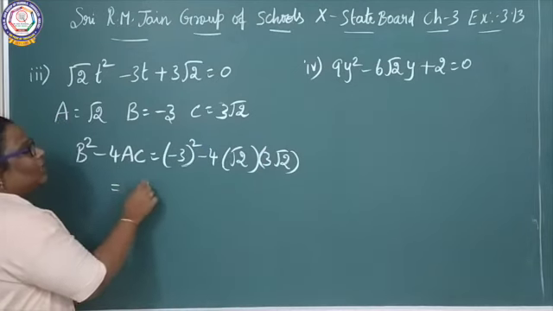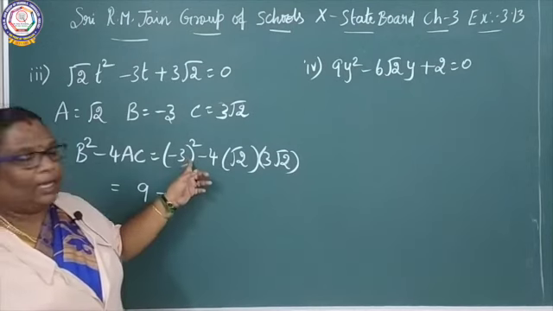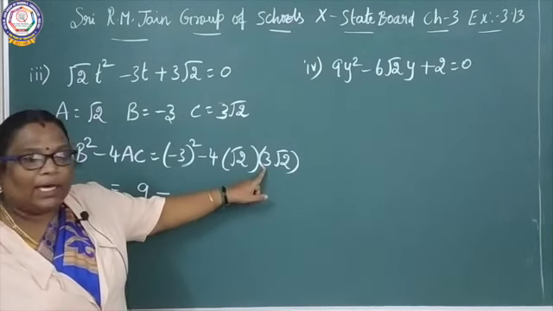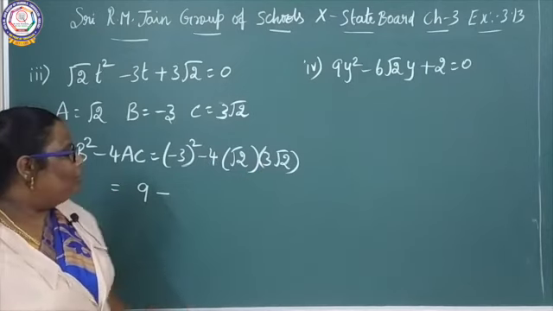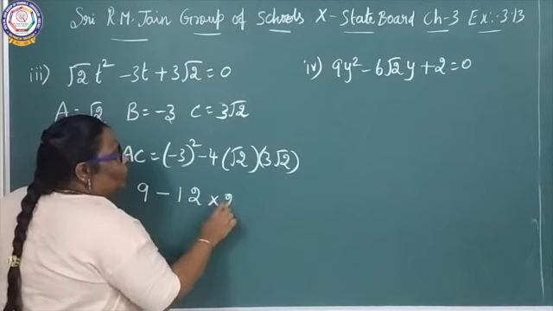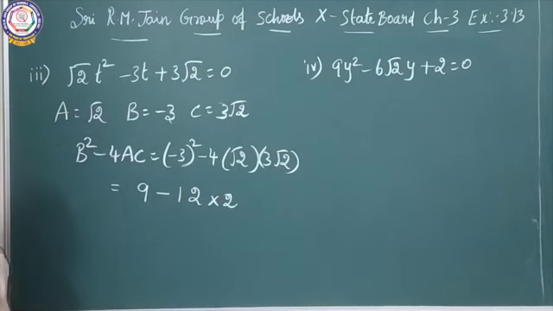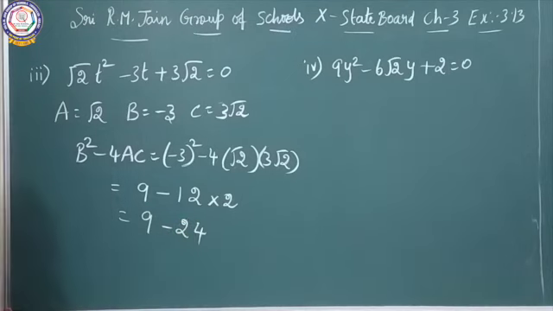So, it gives 9 minus, see, 4 threes are 12, 12 into root 2 into root 2, which is 2. So, it gives 9 minus 24. What is the value of 9 minus 24?